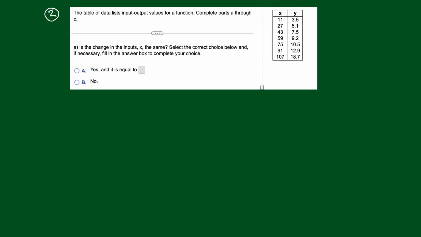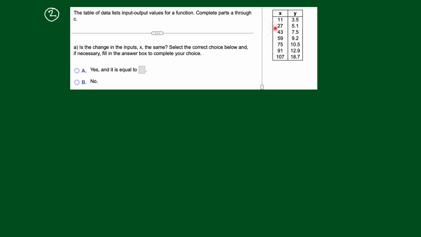Problem number 2, similar to number 1, we're given a table that represents the function. Each one of these input values goes to exactly one output value. 11 goes only to 3.5, nothing else. Now, here's the question. Is the change in the input values the same? So what do you think?